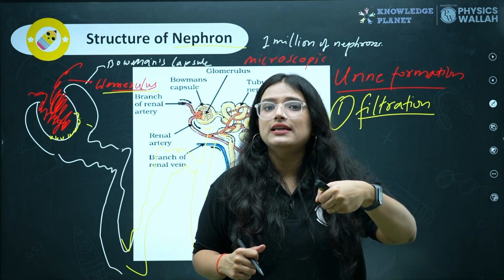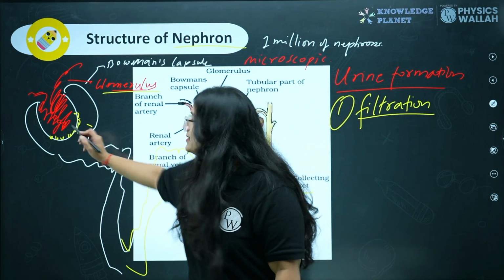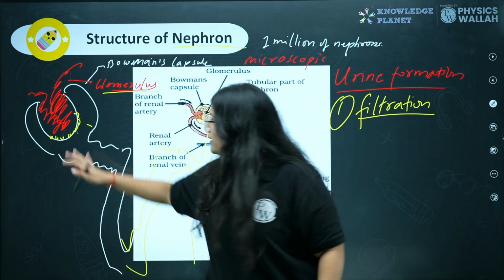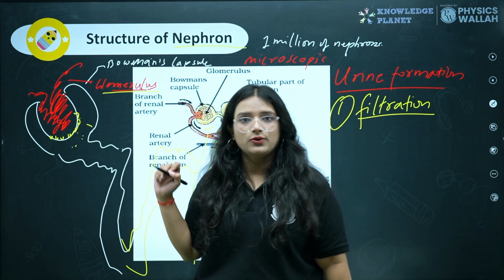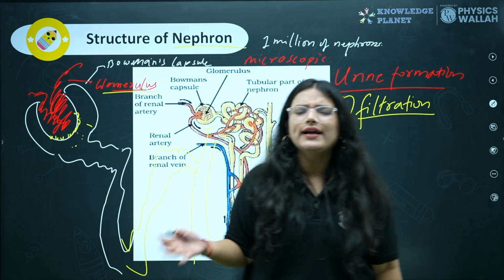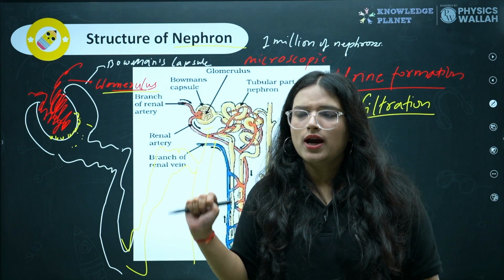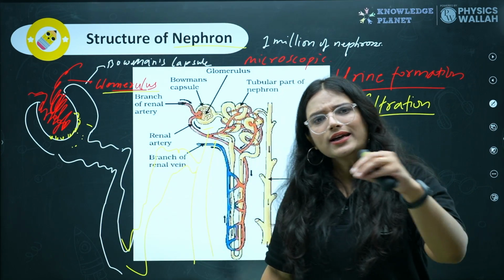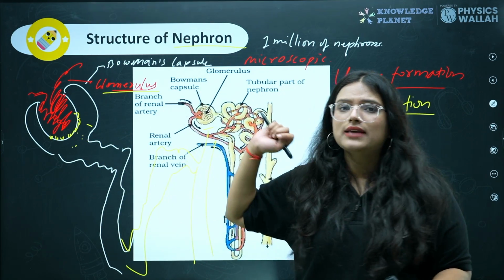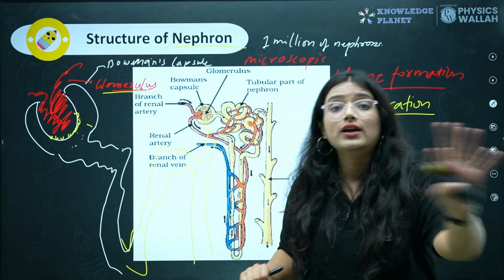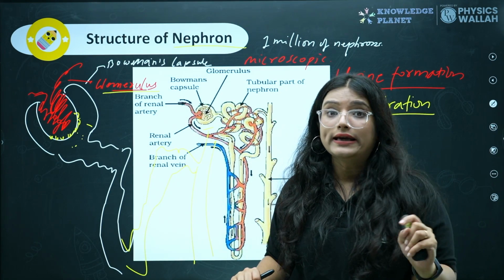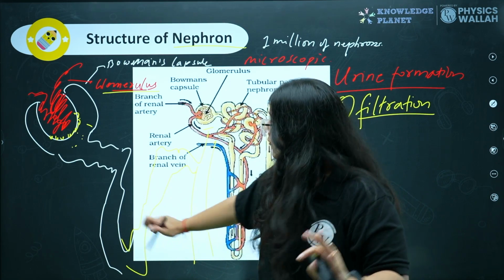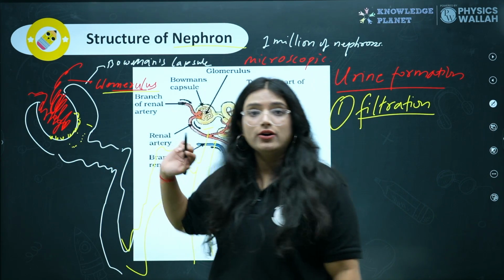For that we have a sieve. Similarly, the glomerulus acts as a sieve so that we can filter out things into the Bowman's capsule. Now, what all things are getting filtered here? Let's suppose the blood reaching the glomerulus, and here we have the Bowman's capsule. Everything except the big proteins gets filtered out in the glomerulus.